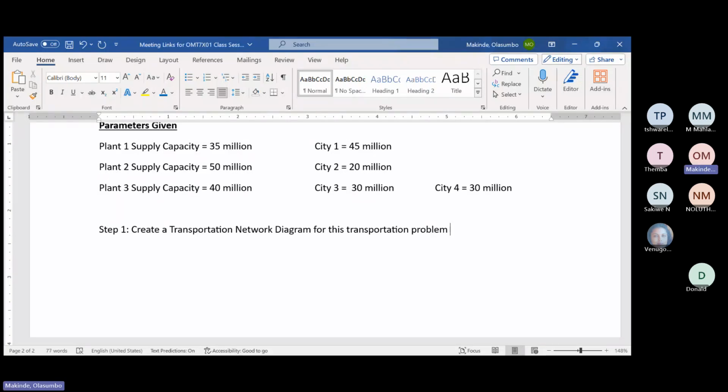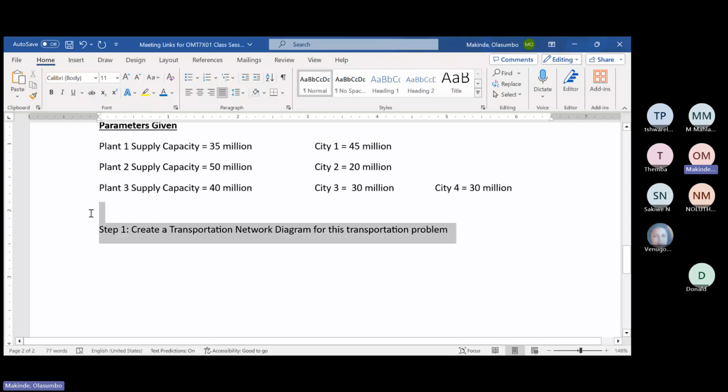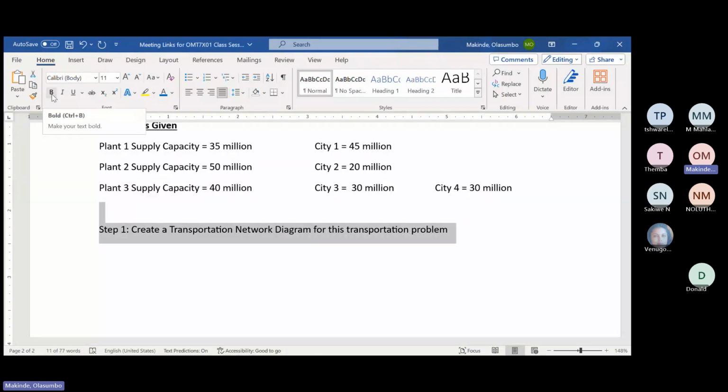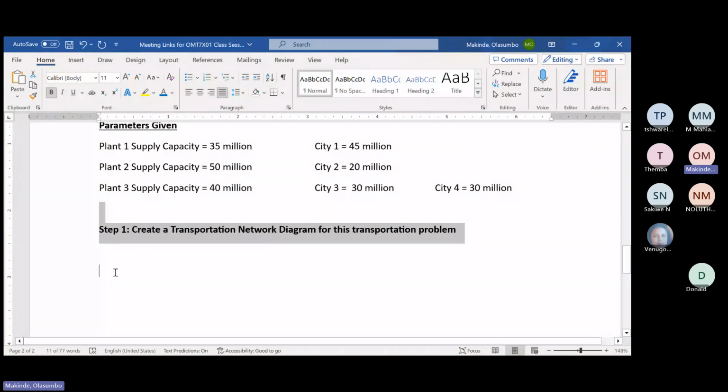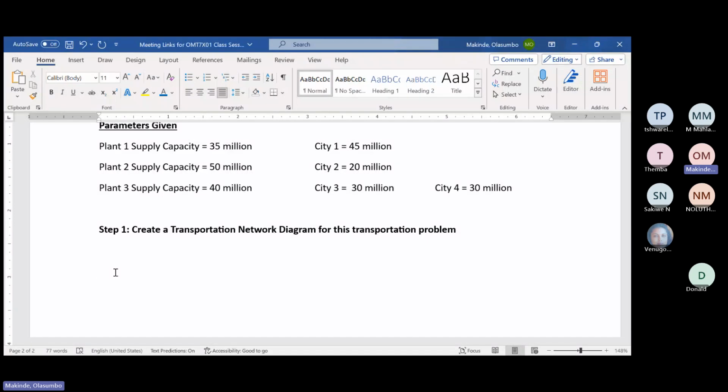For any problem, this is the step you start with, because if you create a transportation network diagram, it makes your formulation very easy. You can see from the network how to formulate easily. And by transportation network diagram, it means you have all the suppliers on the left-hand side in that column. Depending on how many suppliers you have, you are going to create many circles to represent each supplier. And on the right-hand side, you are going to have also many circles to represent the demand network.